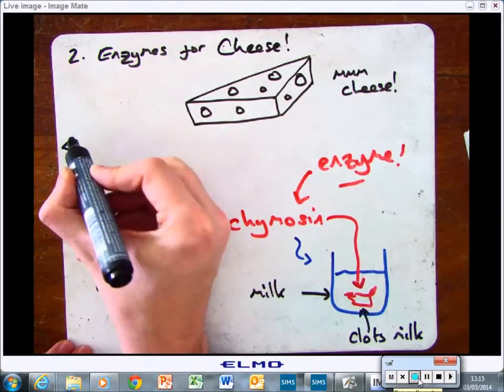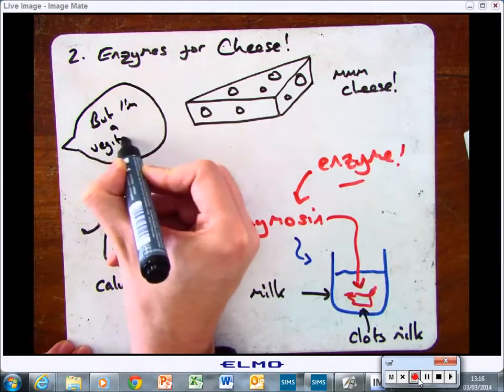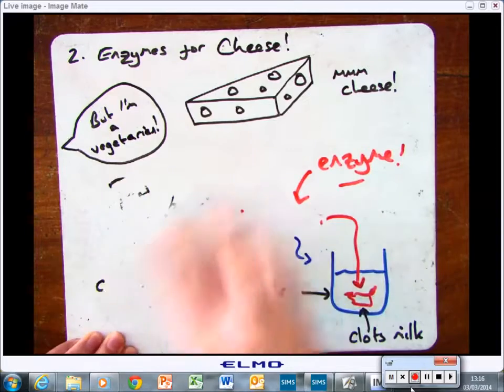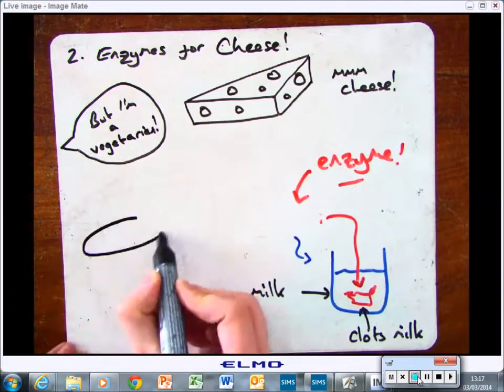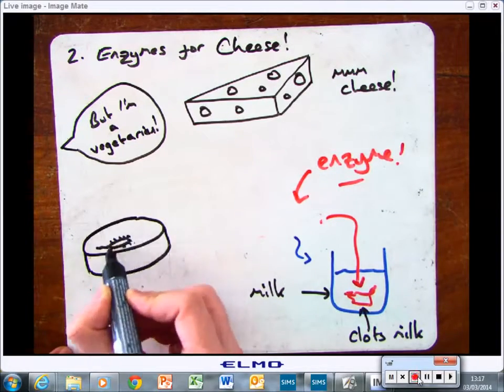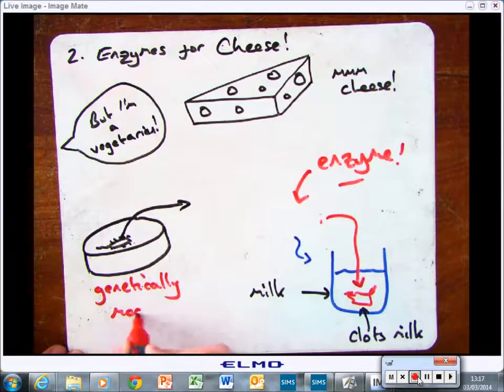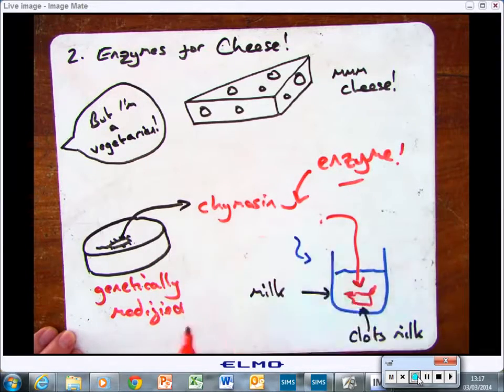One of the main issues with this is that vegetarians may not want it taken from the stomach of a calf. So what they'll do instead is make it from microorganisms, and you should be familiar with that process by now. So genetic modification, and then the rest of the process is exactly the same.